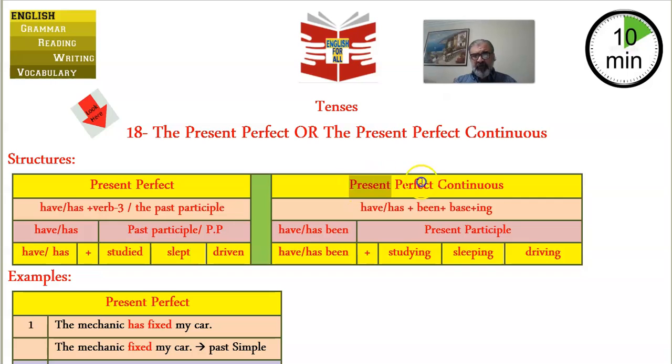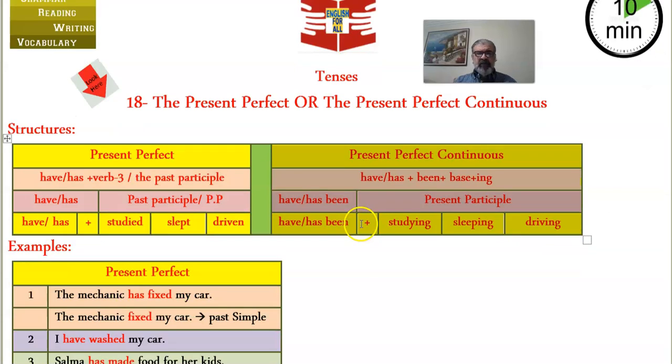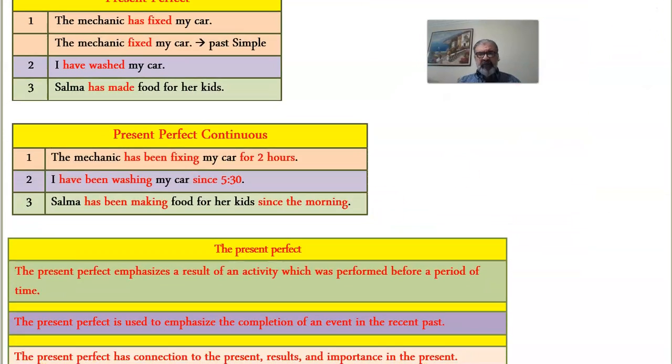As for the present perfect continuous, it's either has or have plus been plus verb-ing, that is the present participle. So in this case, has been or have been studying, sleeping, or driving. Now let's look at the following examples.